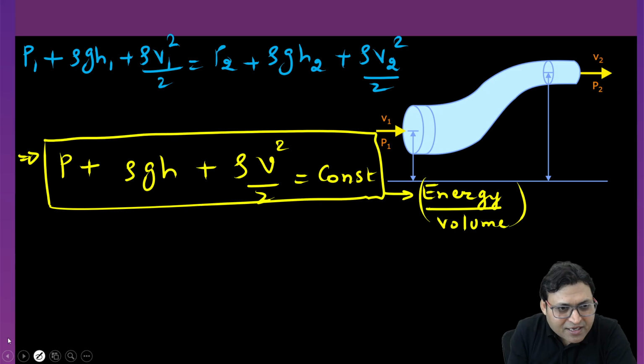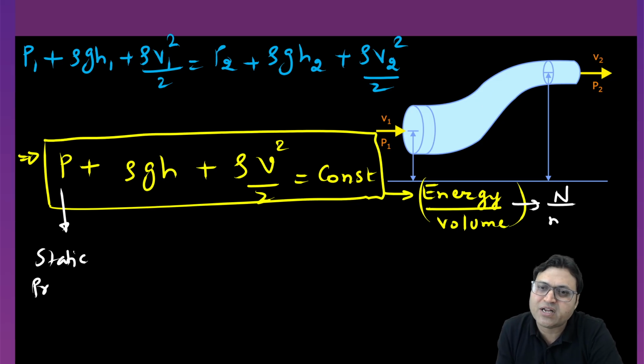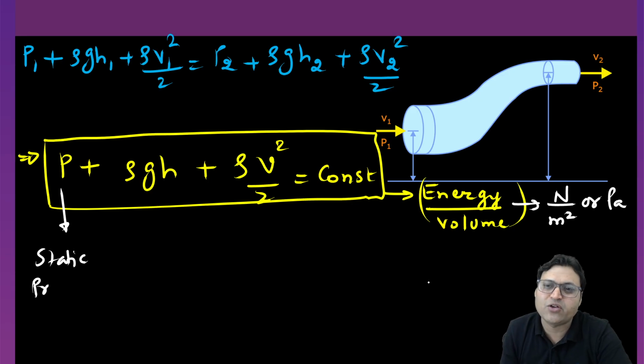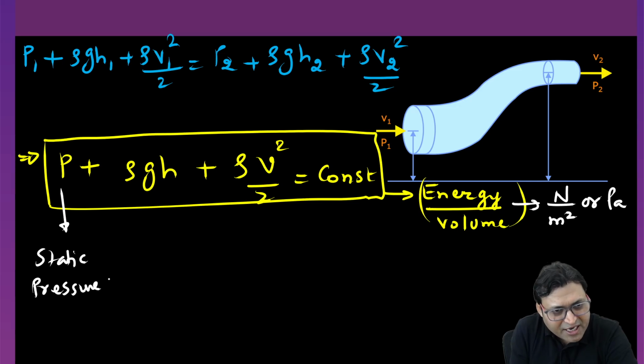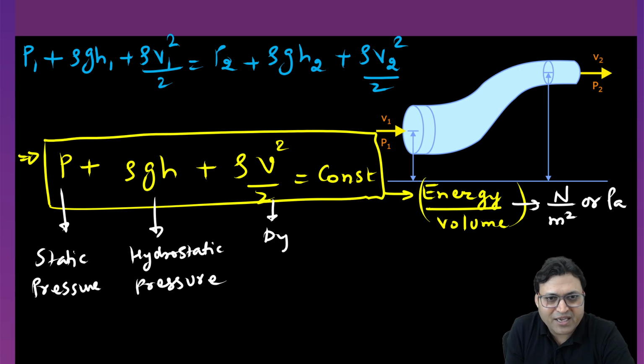or this can be called the static pressure of the fluid. The unit of energy per unit volume is Newton per meter square: energy is Newton meter, volume is meter cube. So each and every term has the unit Pascal. The first term can be called the static pressure of the fluid. The second term is called the hydrostatic pressure of the fluid, which we study in hydrostatics. And the third term is called the dynamic pressure of the fluid.